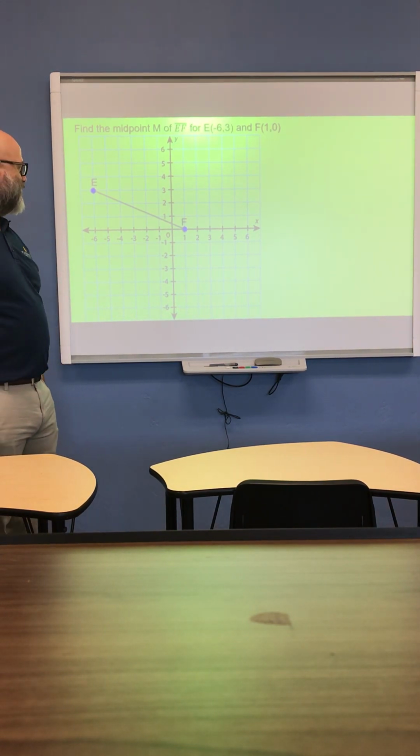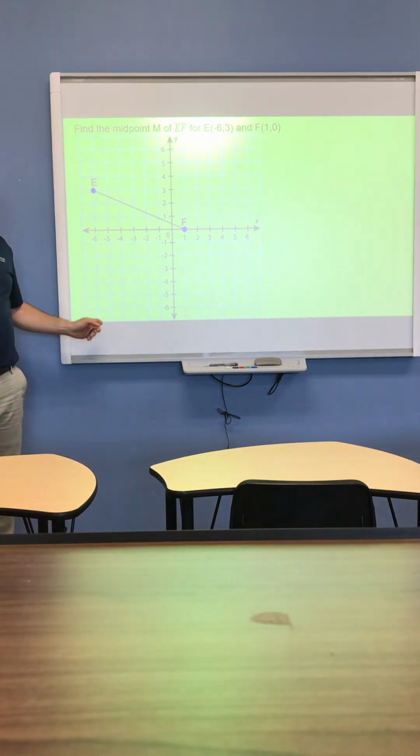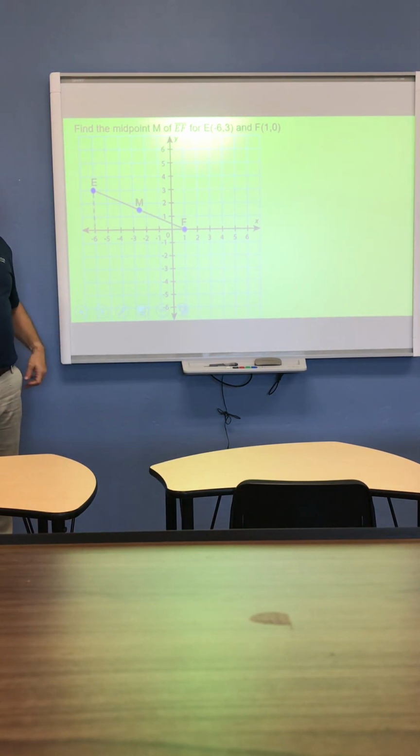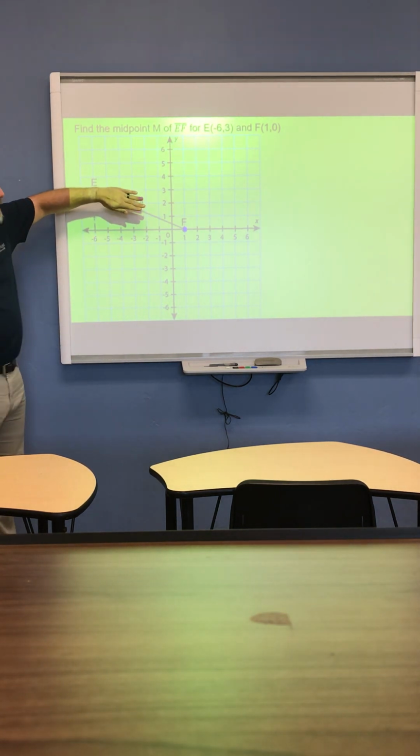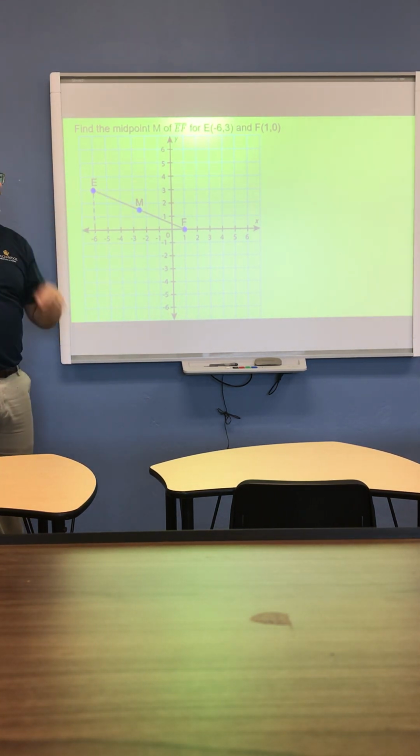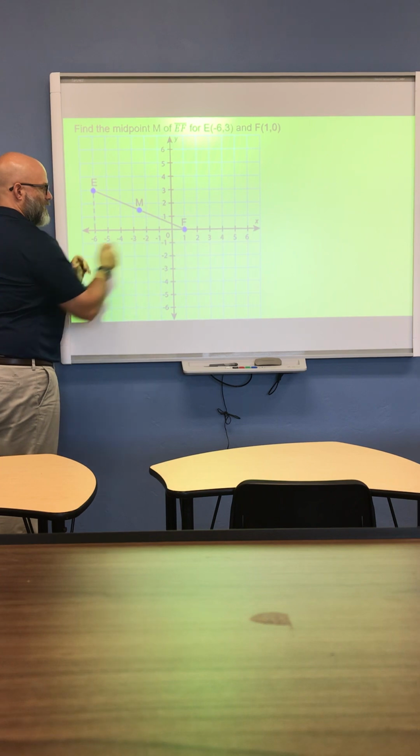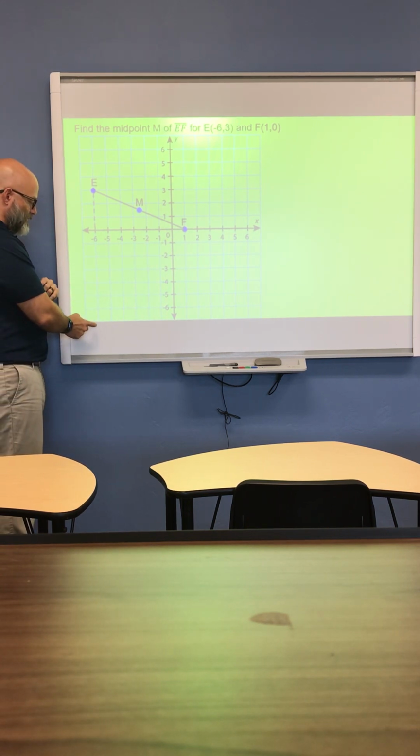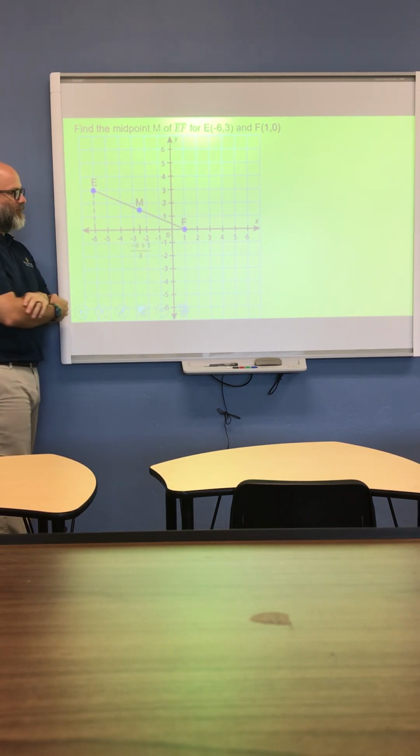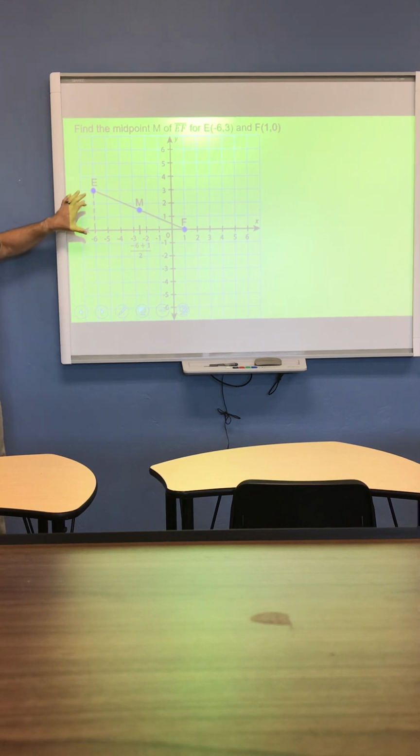I'll find the midpoint of EF. What do we do? Right triangle. What am I going to ignore? Everything except the base. That's like happening in R1, that's happening in the x-axis. What do? -6 plus 1 divided by 2. That'll be the midpoint. For the base, how about the height?